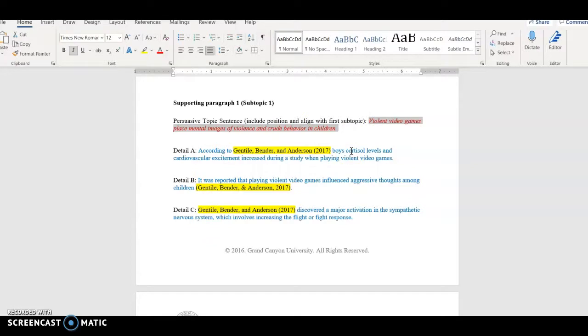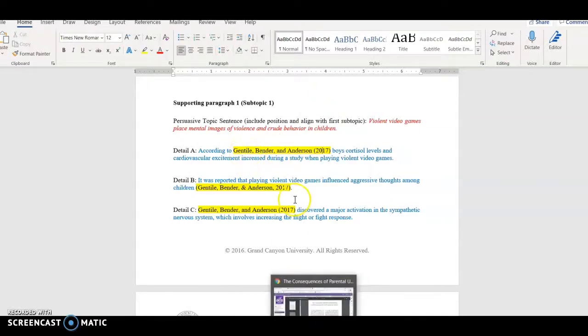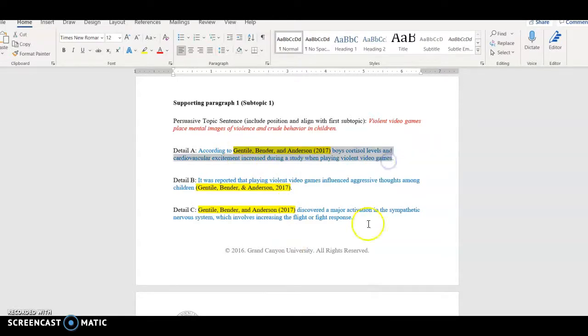So what a topic sentence is, the first sentence in the paragraph is going to pretty much reveal what that paragraph's about. So notice how mine says violent video games place mental images of violence and crude behavior in children. Now I go into finding my information from my source. Okay, I'm going to use one article per supporting paragraph. So in this one here, I'm going to look for information that I'm going to paraphrase.